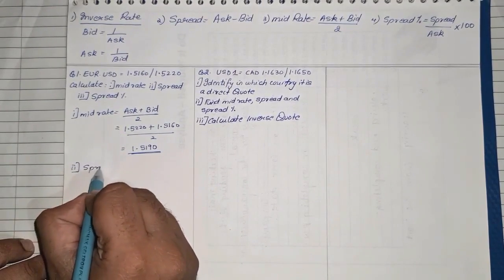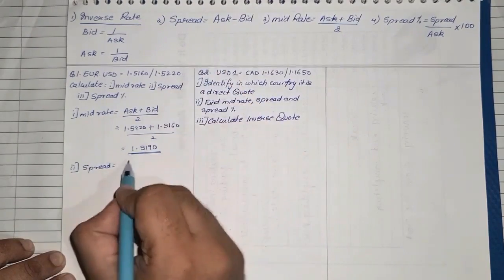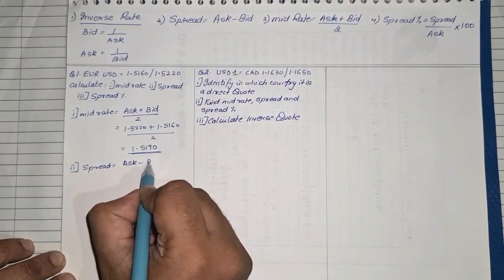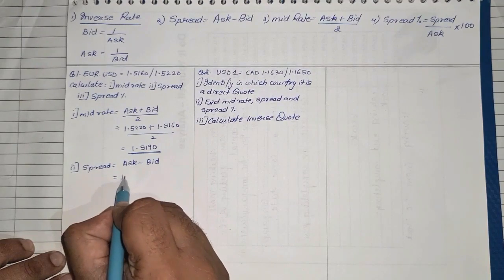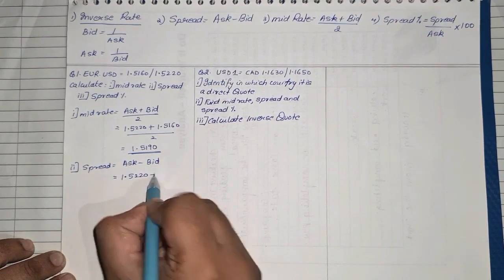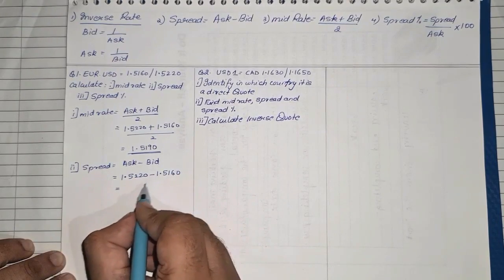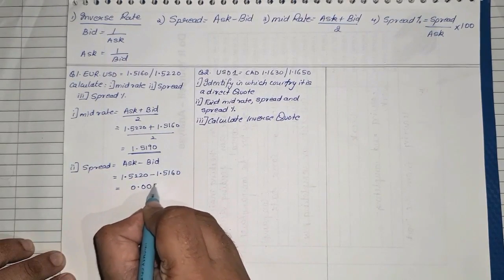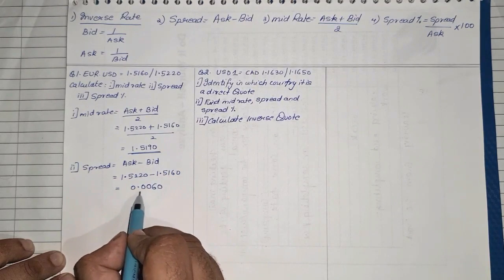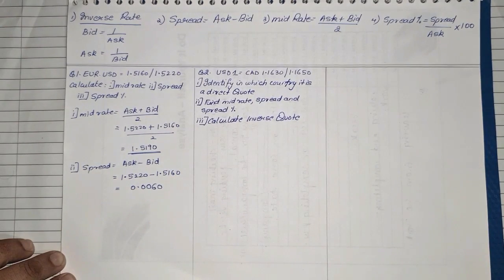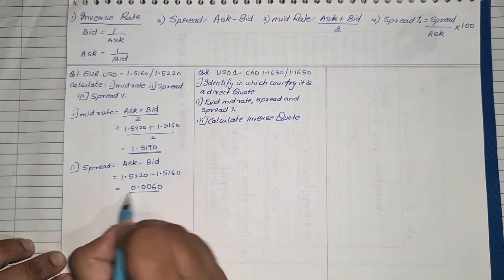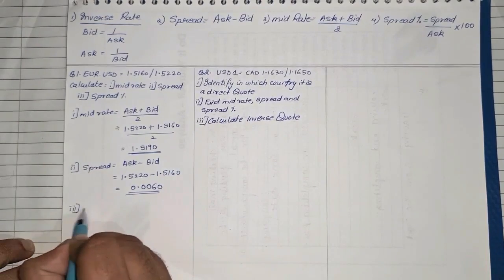Second, they're asking you to find the spread. Now the spread formula is ask rate minus your bid rate. Your ask rate is 1.5220. Your bid rate is 1.5160. When you subtract it, you get the value as 0.0060. So we have 1.5220 minus 1.5160. So the difference is 0.0060. Perfect.